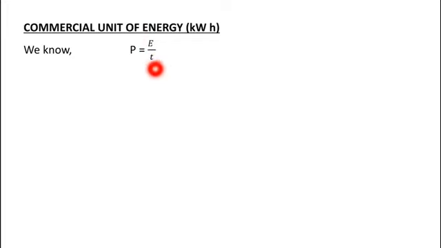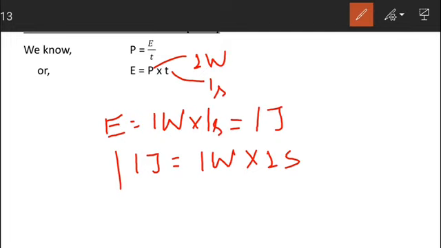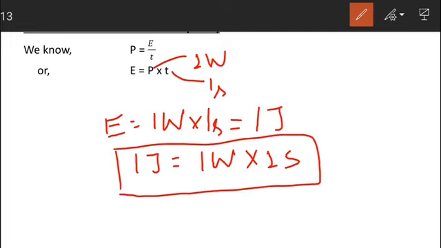This equation can be rearranged as E equals P into T, that is energy equals power into time. Now here students, if we put in place of power 1 watt and in place of T we put 1 second, then what do we get? Energy E equals 1 watt into 1 second. So it is equal to 1 joule. Or we can define 1 joule equals 1 watt into 1 second. What does this expression mean?